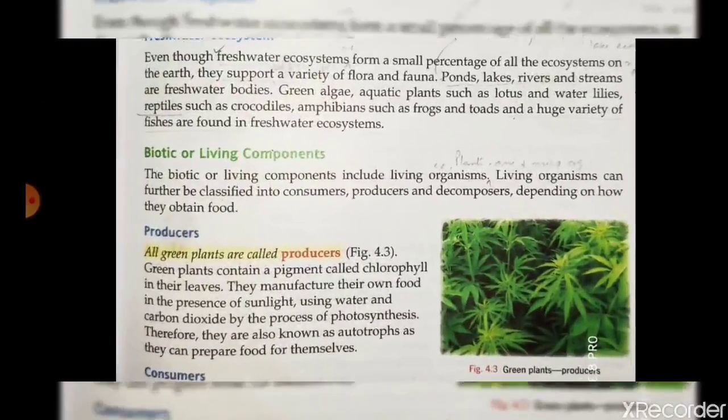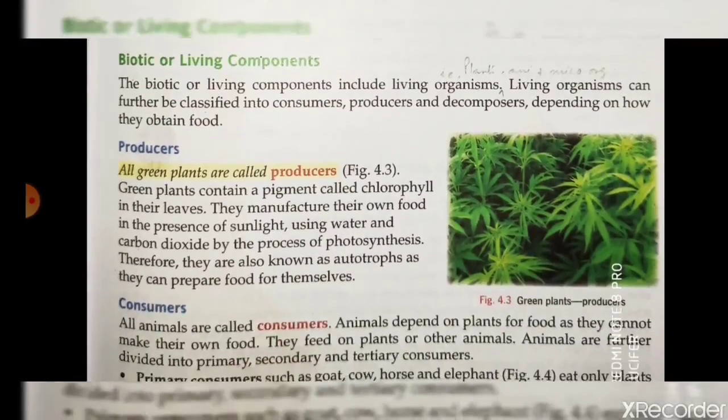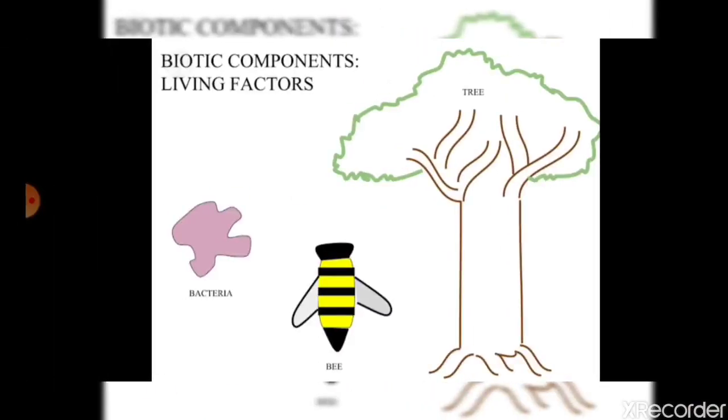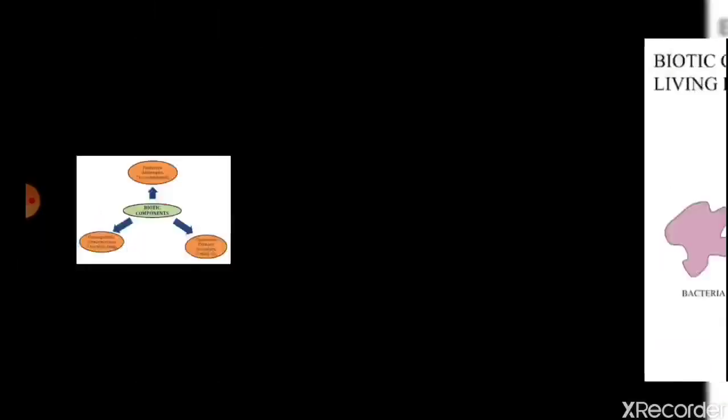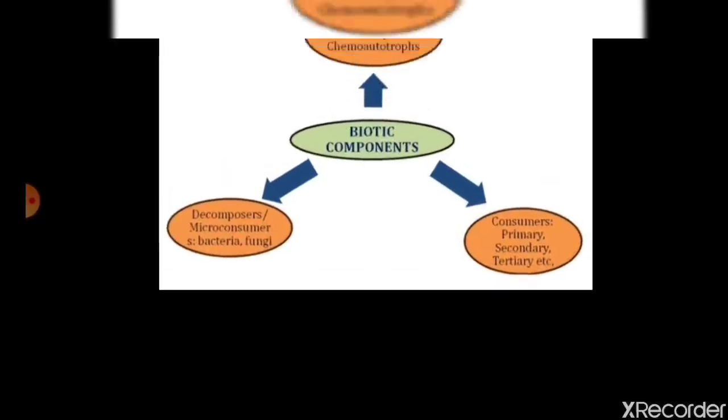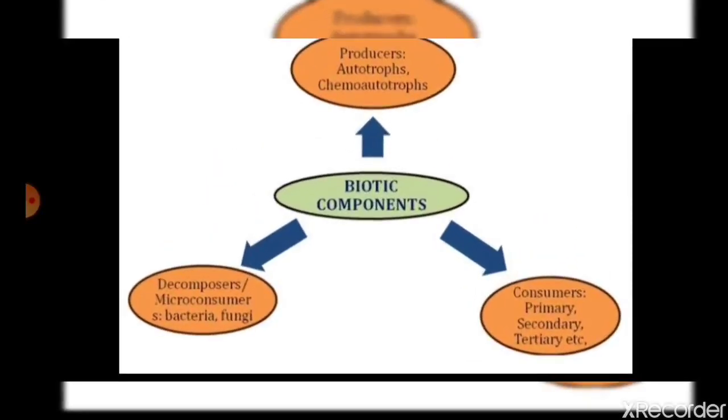Now let us study the biotic or the living components. The biotic or the living components include plants, animals and microorganisms. Living organisms or the biotic components can further be classified into consumers, producers and decomposers depending on how they obtain their food.